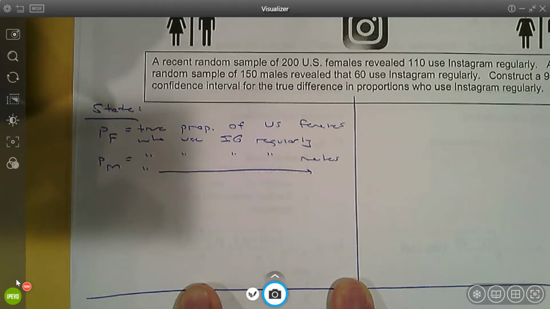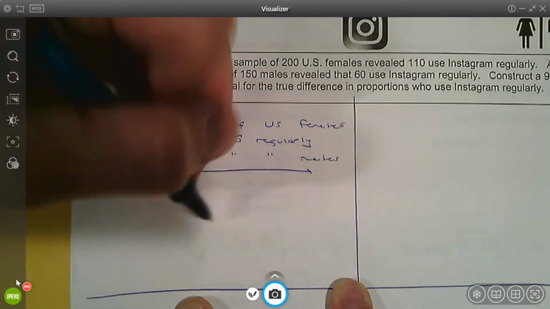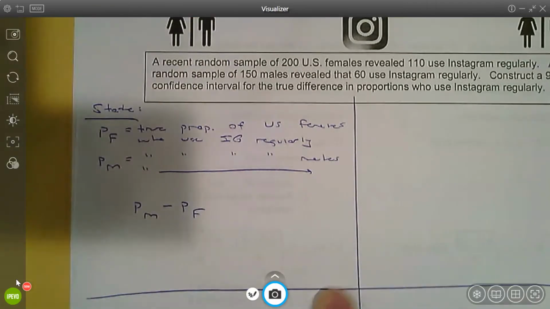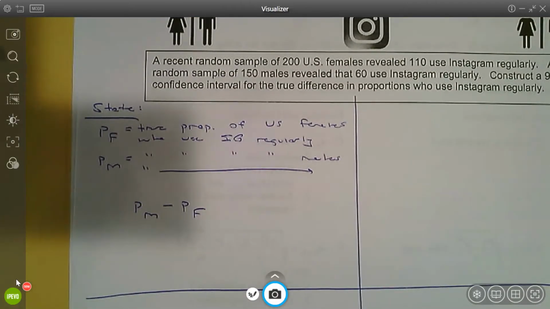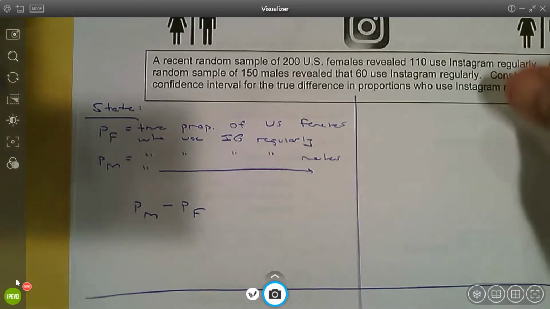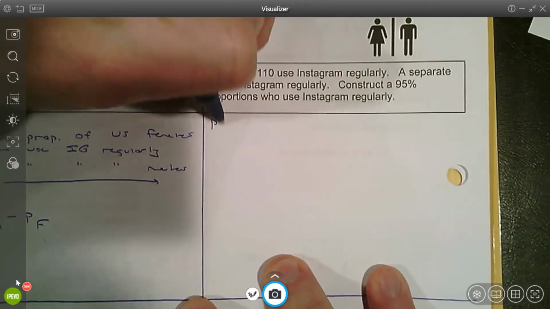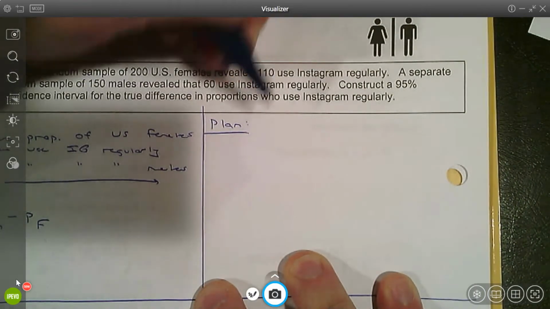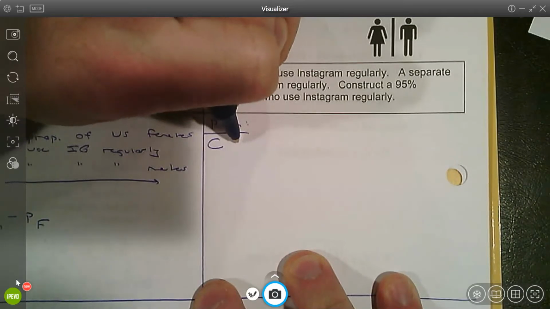I'm using 95% confidence, and I'm estimating the difference. So if I do PM minus PF. You could set it up the other way. I'll talk about how that changes things. So that's what we're trying to estimate. Okay, the plan step. We're going through our CVS. So random.